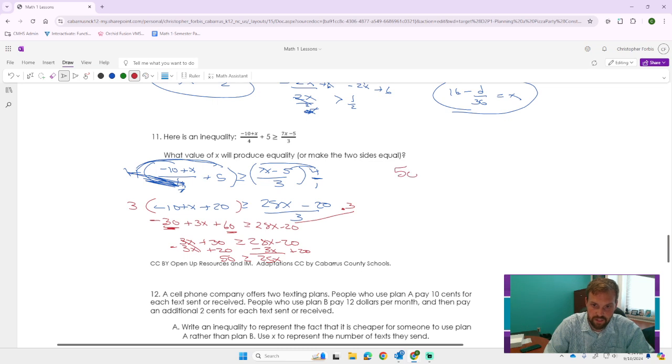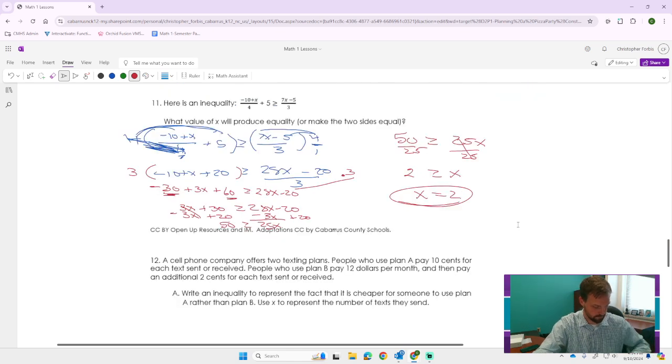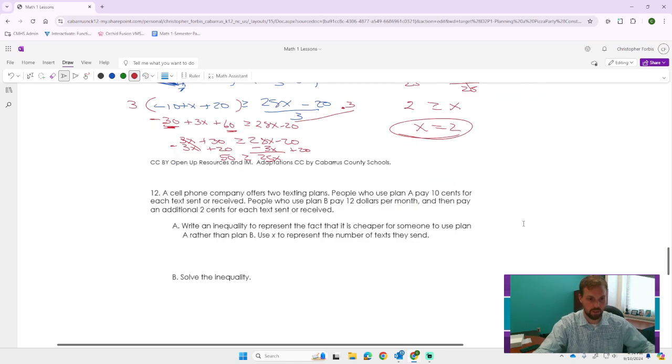All right, so I got 50 is greater than or equal to 25x. I can divide both sides by 25. And that is 2 is greater than or equal to x. So the value that makes this work is actually x equals 2. If I plug in 2 to this equation, the value is equal. But if I plug in anything less than 2, I get something that works for the solution. Okay. All right, 2 more, guys.